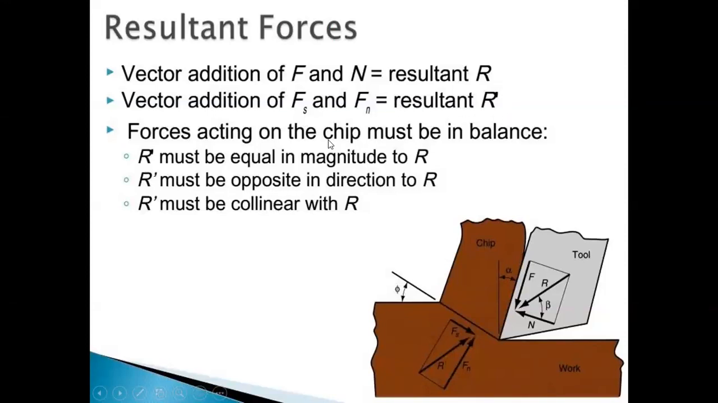When we go in depth and detail of these two forces, what we get is that R bar must be equal in magnitude to R. So it means these two resultant forces should be equal in magnitude, opposite in direction, and collinear.